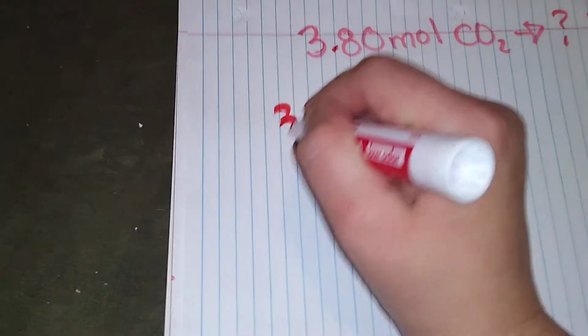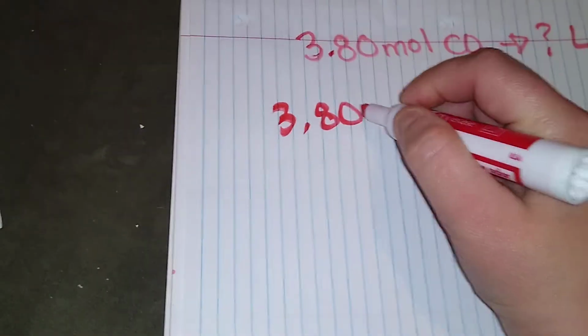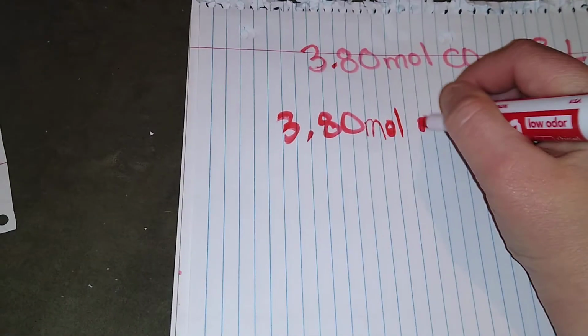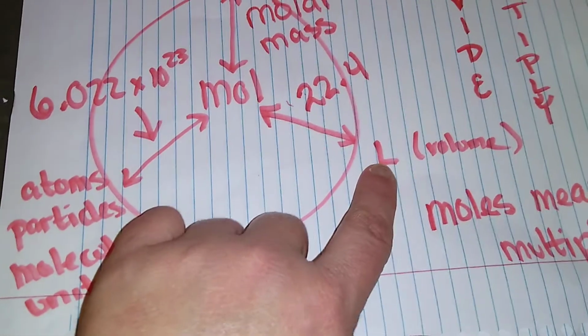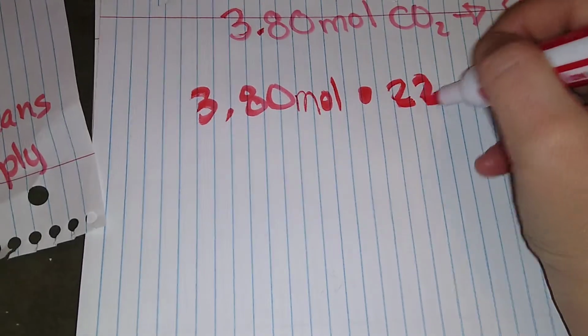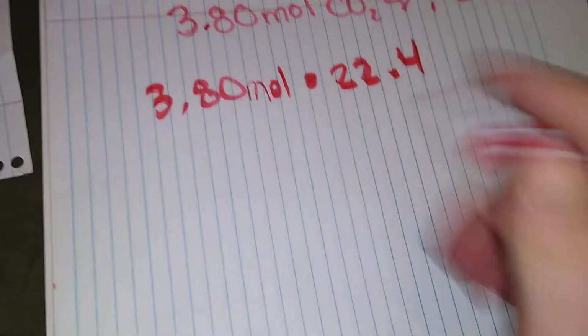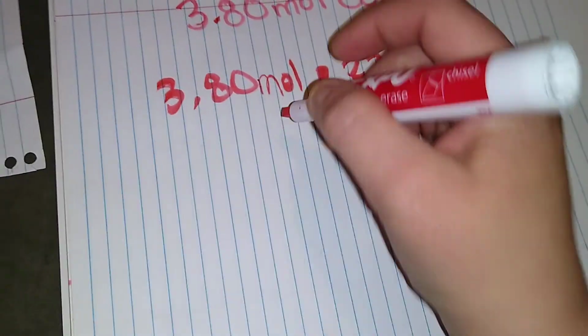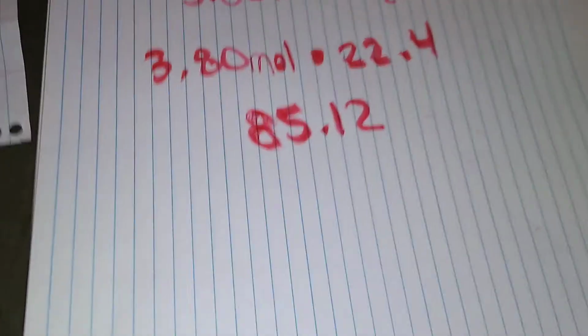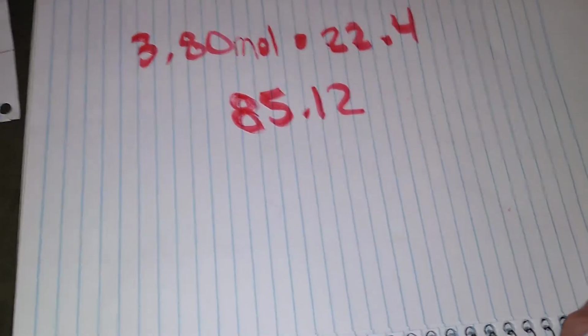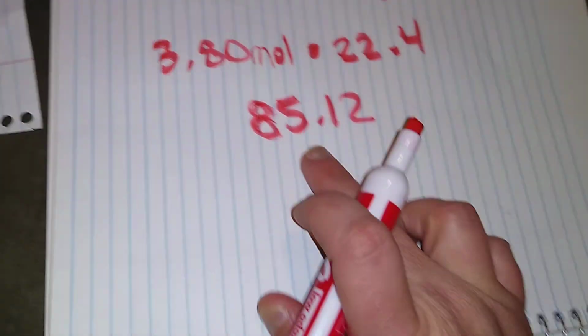All right, so we have moles. So we have 3.80 moles. And then we're going to multiply by the magic number. I'm sorry, I should have left that up there. The magic number that goes from moles to liters, which is 22.4. Now, when you put this in the calculator, you get a number, and it is roughly 85.12. But of course, because we have to look at sig figs, this is not our final answer.